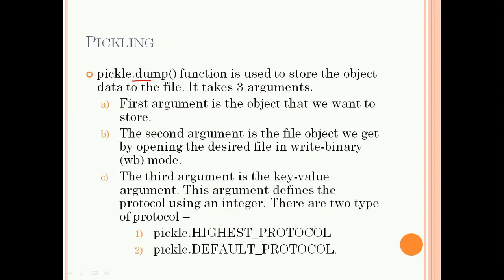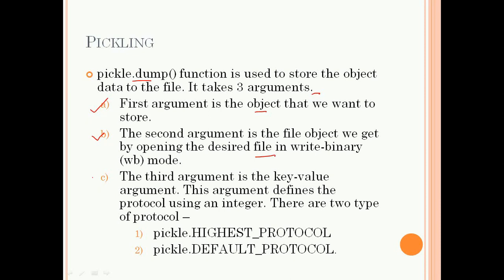The pickle.dump function is used to store the object data to the file. It takes three arguments. The first argument is the object that we want to store. It may be a list, it may be a dictionary, or it may be a simple string, etc. The second argument is the file object we get by opening the desired file in write binary mode.